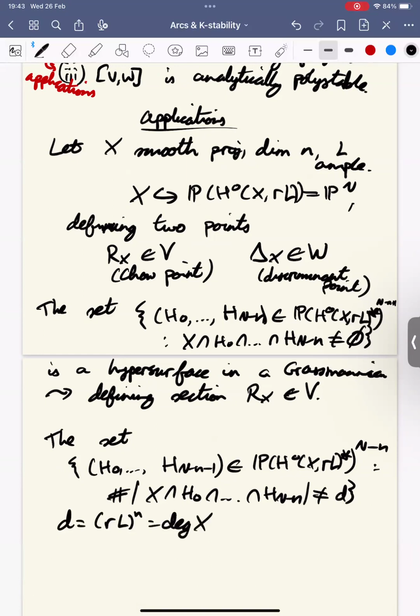So generically, hyperplanes will hit X in exactly D distinct points. And here I'm looking at the locus where I get fewer than D points, where you get multiplicity coming in, of course, but I ignore multiplicity in this count. So this turns out to be a codimension 1 condition. In particular, from the same process, we get delta X, which is in some other vector space W. N minus n should be n equals dim X.